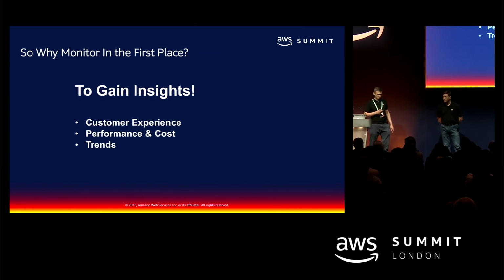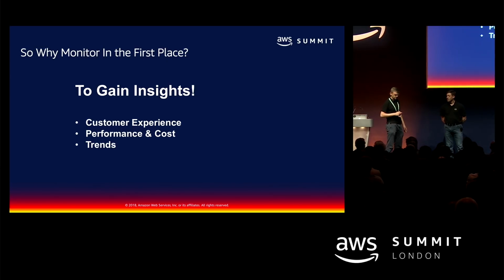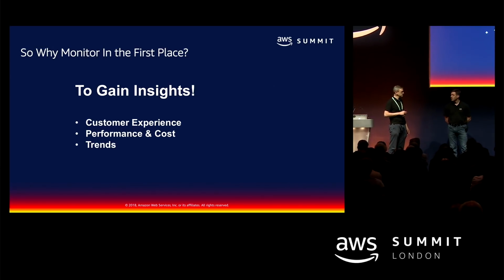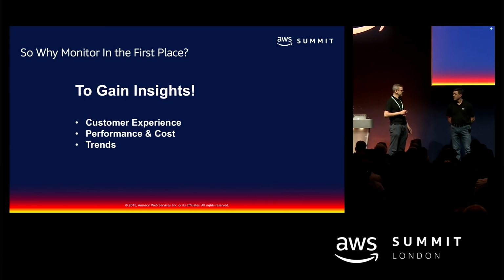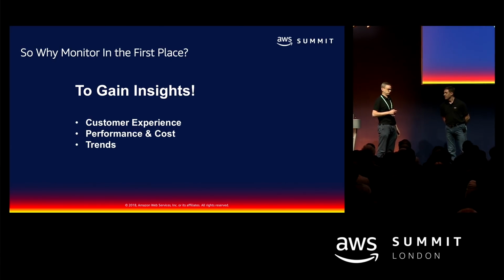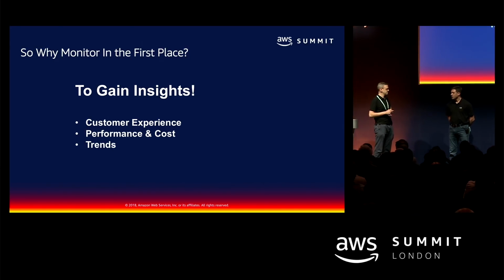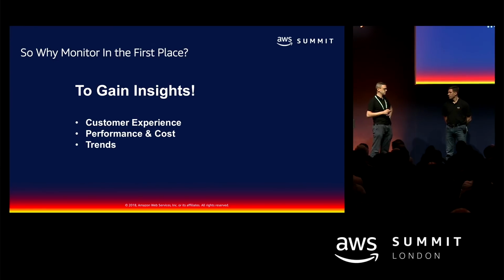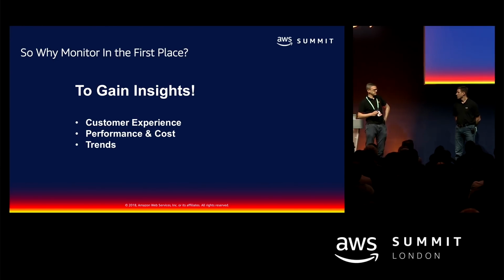Trends: where are your workloads going? How much are you using? Is it improving over time? That helps with planning and scoping of your workload. When do you need to scale, and by how much? Do you need to buy more things? Are you using too many things? Have you had trends of too many errors recently?